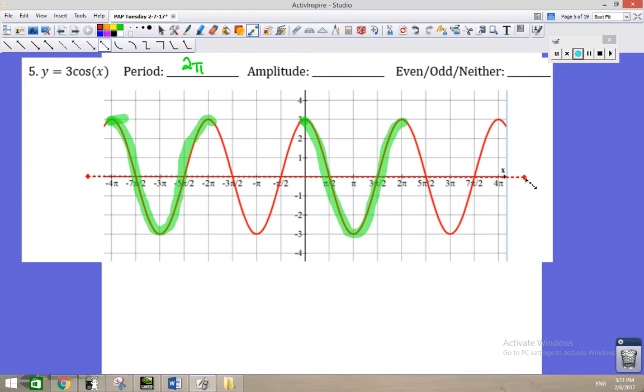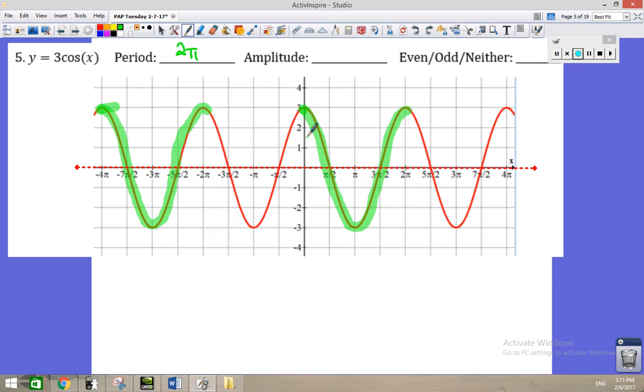The x-axis is still the center line. The amplitude, whether you go 3 units up or you go 3 units down, it's a distance. So if you're thinking -3, take the absolute value of it. Hey, it's +3. And this graph is symmetric with respect to the y-axis, so this is an even function.